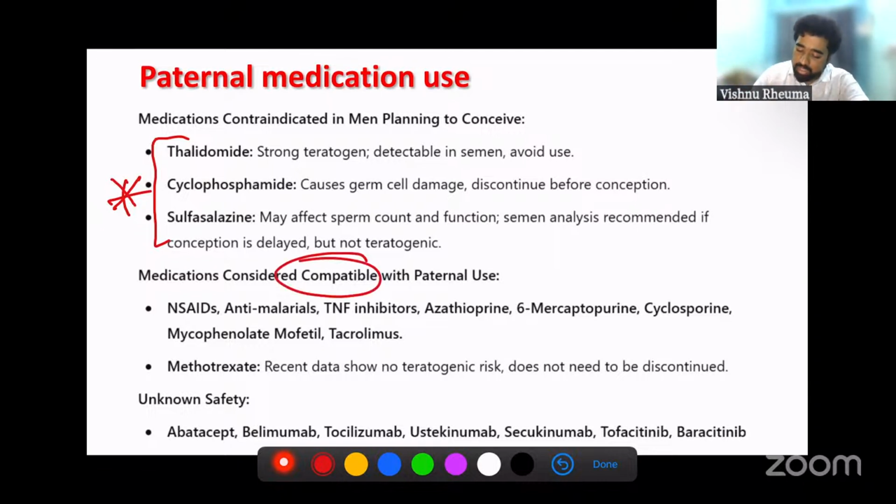Then for compatible drugs, you should remember that MMF, something that is very teratogenic from the mother's perspective, is something that you can give.